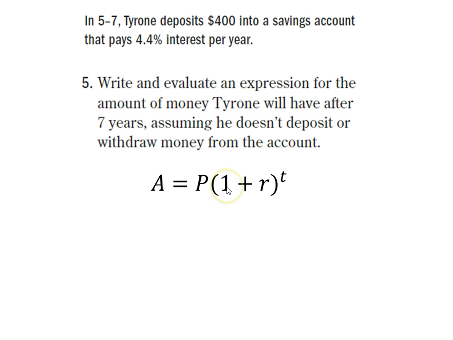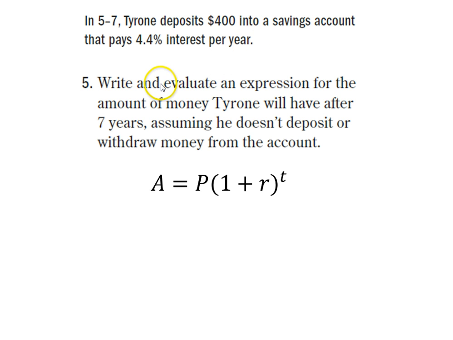The 1 is there to maintain the value of the original amount. The R is the change in that original amount, whether it's going up or down. In this case, it's going to be going up because it pays 4.4% interest. And T is the time periods that have gone by. In this case, the time periods are every year.